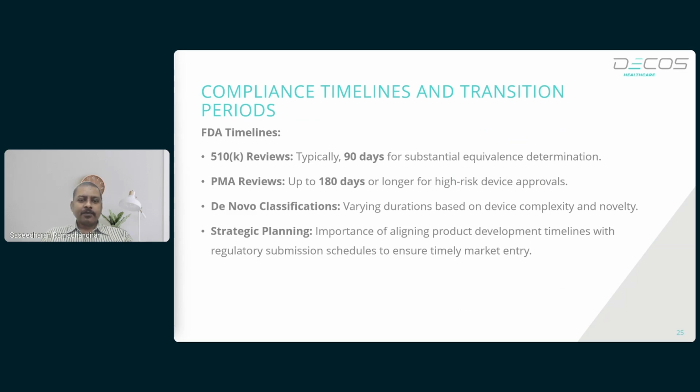For PMA reviews, high-risk Class 3 devices undergo pre-market approval, which can take up to 180 days or more due to the need for extensive clinical evidence. In De Novo classifications, for novel, low to moderate risk devices, the review time varies depending on the device's complexity and novelty, often taking longer than the 510(k) process. It is essential to align product development with the regulatory submission schedules to avoid delays. Planning ahead ensures timely market entry.